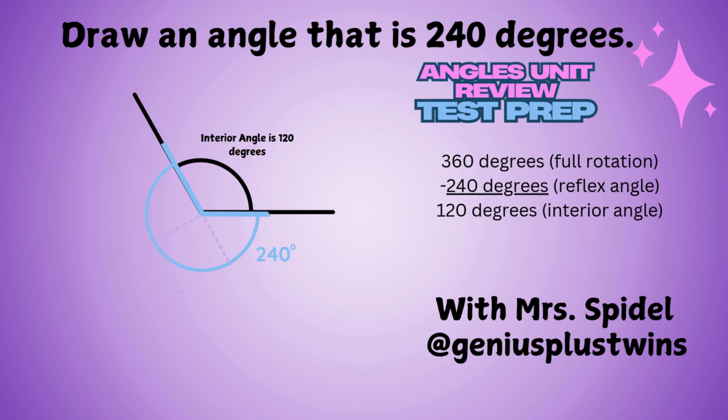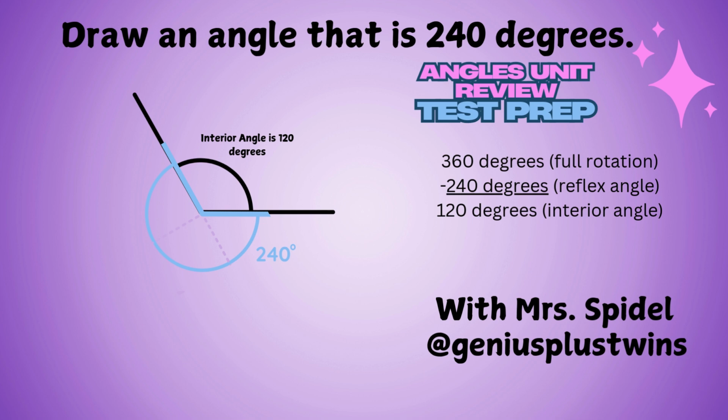To begin, I know that a full rotation, a complete circle, is 360 degrees. I know my reflex angle is 240 degrees. To help me draw it, though, I want to find out how many degrees the interior angle is. To find that, I start with a full rotation, 360 degrees. I subtract the amount of degrees from my reflex angle, which was 240 degrees, and the difference I am left with is 120 degrees. And that is the measurement for the interior angle.